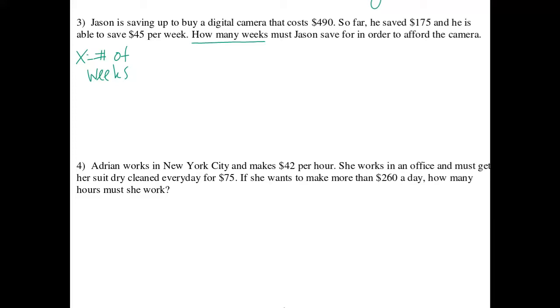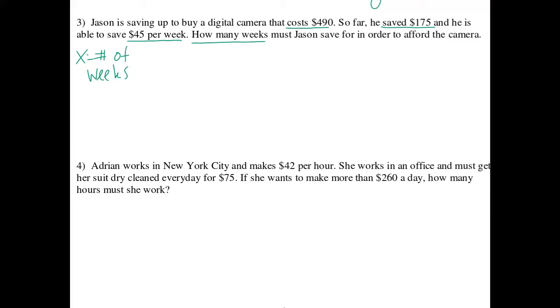Now, we have a little bit more information on this one. We have a camera that costs $490. We know he saved $175 and he is able to save $45 per week. So let's start with the things pertaining to X.